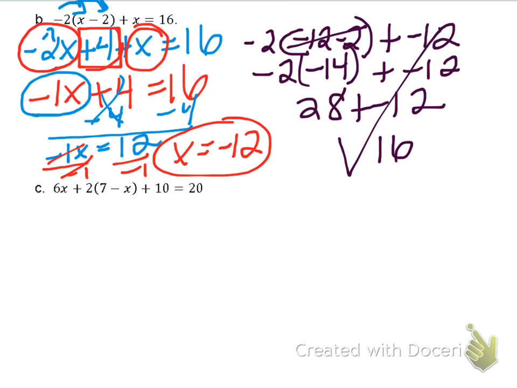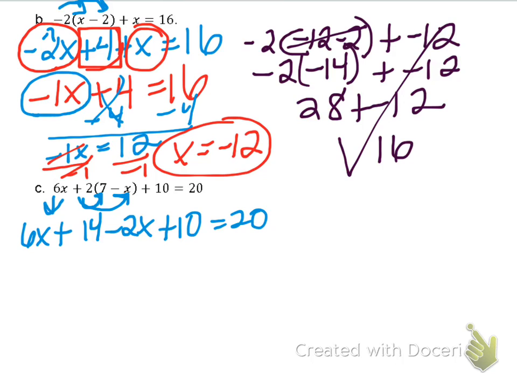Okay, the next example. Again, we're going to get rid of these inclusion symbols. So we're going to do 2 times 7, which is 14. 2 times negative x is negative 2x. Okay, and I'm going to bring down the 6x. And the plus 10 equals 20.